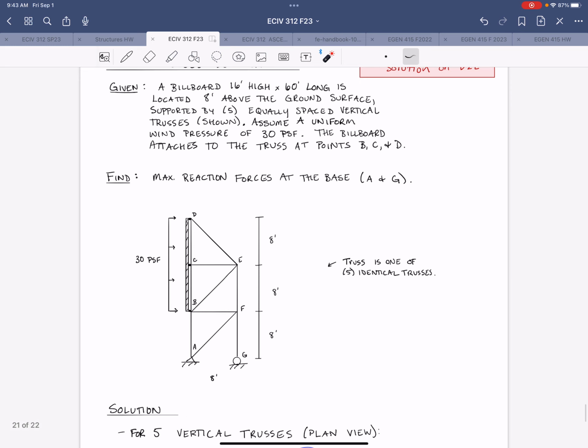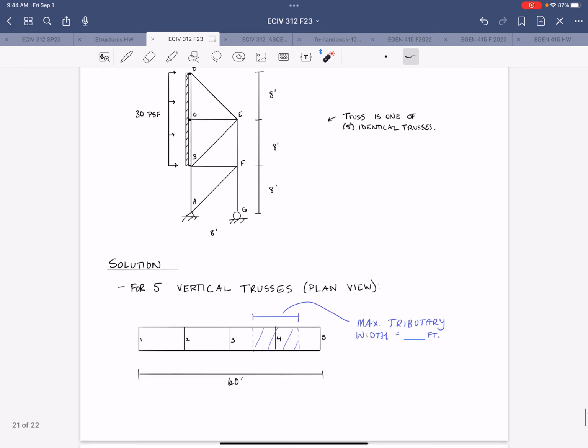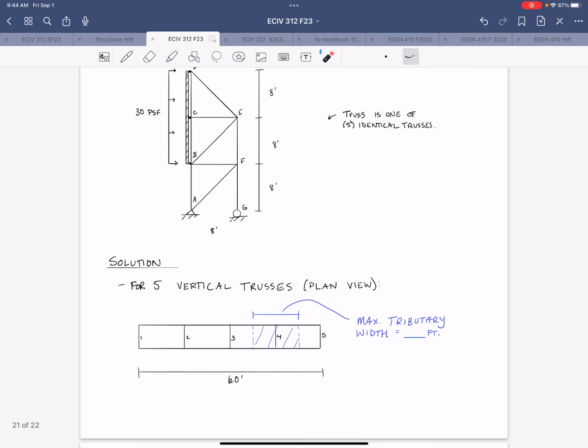So you've got a wind load applied to a billboard, and this billboard is supported at 5 locations by trusses that are identical to the one shown. So down here is looking down in plan at the locations of those 5 trusses, all right? So the load would be attacking the billboard like that.